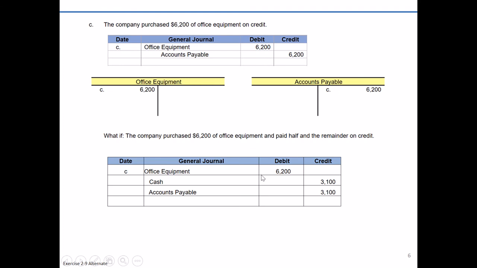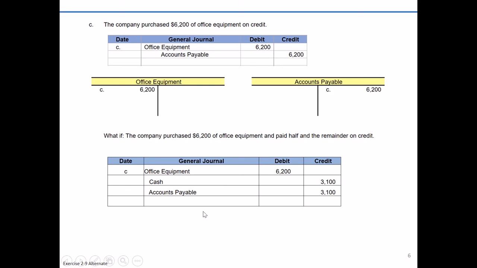So how is this transaction recorded similar, and what's different about it? Well, office equipment's still going to get debited for $6,200. That's not going to change, right? But accounts payable, on the other hand, instead of crediting it for $6,200, there's only an obligation for $3,100. So we're going to credit it for $3,100. The remaining $3,100, because we've got to have equal dollars of debits and credits, right, is going to be to cash. Cash is an asset. We're decreasing cash, so we're going to credit it by $3,100.